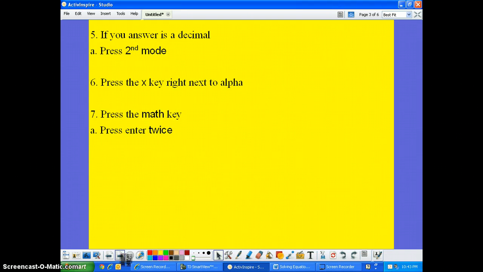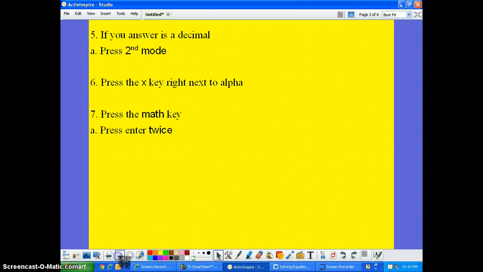But wait, what if you have an answer that is a decimal? The calculator will store the value that you have for x in its memory. So if you press second mode to get back to the home screen, then press the X key right next to alpha, and then press the math key, and then hit enter twice, it will take the decimal answer that you have and convert it over to a fraction.